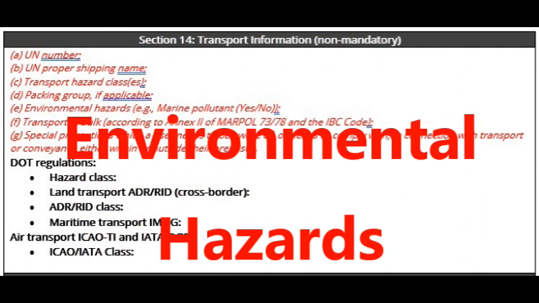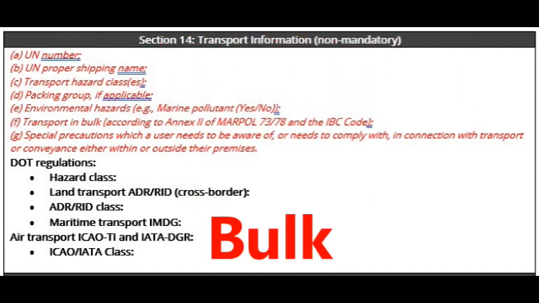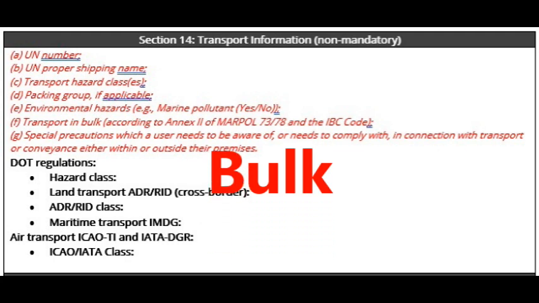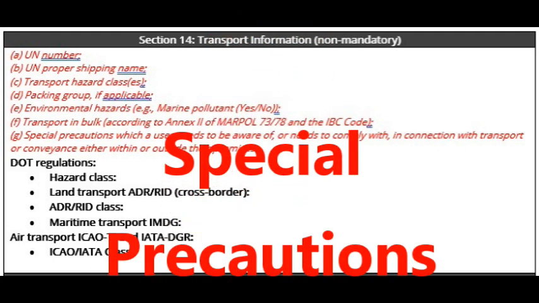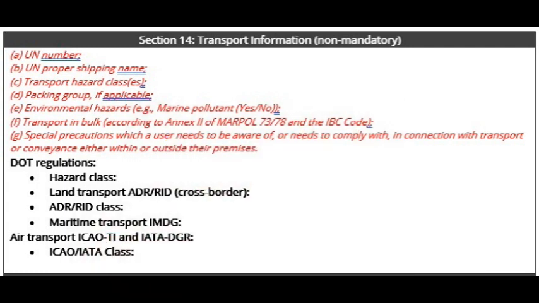The next line in this section, environmental hazards, such as marine pollutants, are simply answered yes or no. Are they present? Again, this line is optional, and the content is actually yes or no. The next line, transportation in bulk, is dictated by MARPOL and IBC codes. This line only applies when cargoes are intended to be carried in bulk. The final line in this section is special precautions, which a user needs to be aware of or needs to comply with in connection with transportation or conveyance either within or outside their premise.